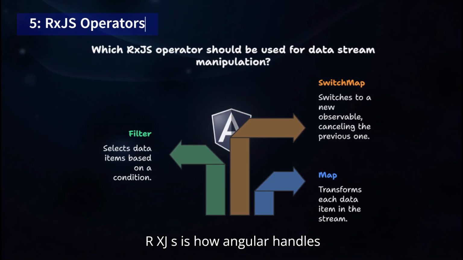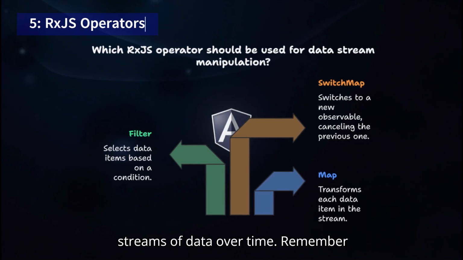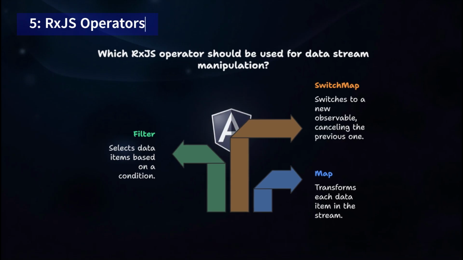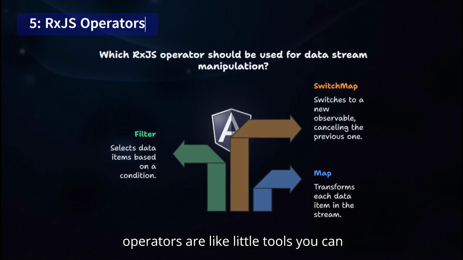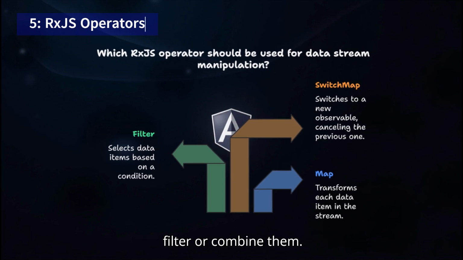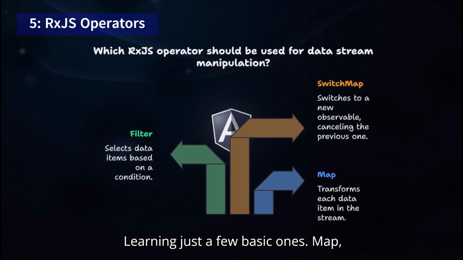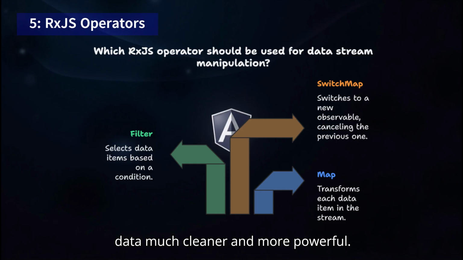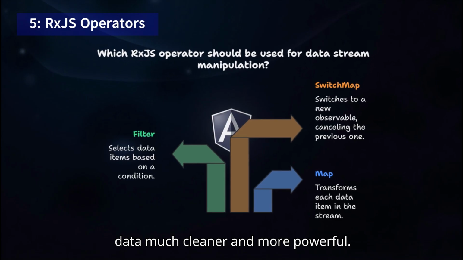RxJS is how Angular handles streams of data over time. Remember our user data $ from earlier? Operators are like little tools you can use on these data streams to transform, filter, or combine them. Learning just a few basic ones, map, filter, switchMap, makes handling data much cleaner and more powerful.